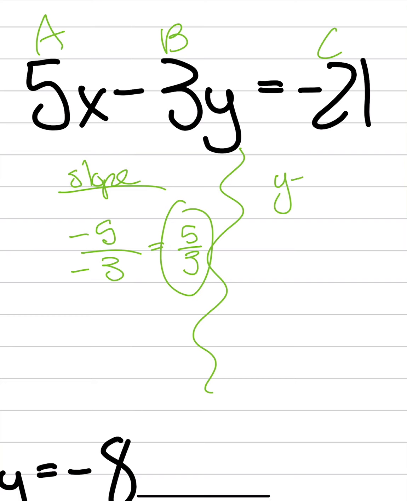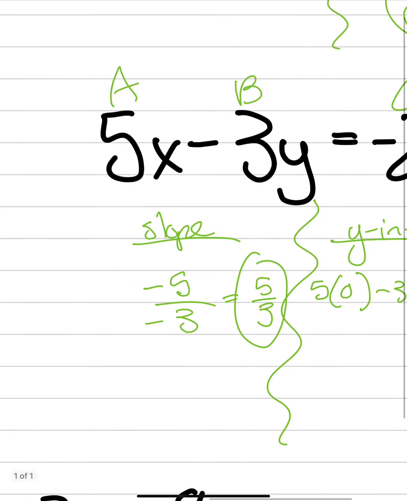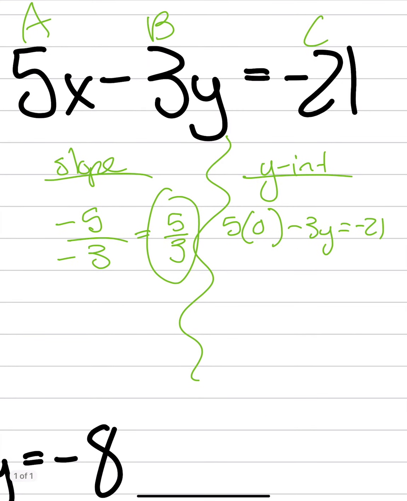Okay, now we want a y-intercept. Let's see. We want to replace that x with a 0 and keep the rest of it the same. All right, well, we're just going to drop that 0, so we got negative 3y equals negative 21. Okay, divide by negative 3, divide by negative 3. We get y equals negative 21 divided by negative 3. Well, that's 7. A positive 7.